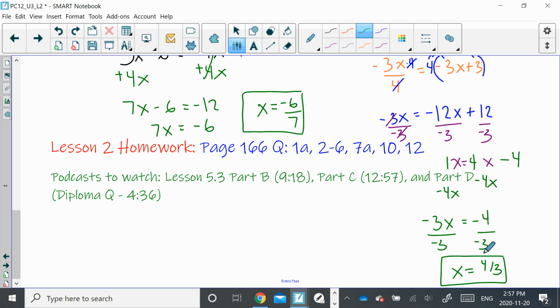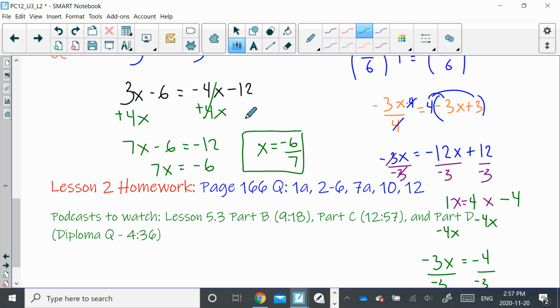Okay, one thing that I want to mention. This is a heavier lesson, especially this last class example is the most complex. You could start these questions, but there's 3 podcasts that you need to watch. So part B is a 9-minute podcast, part C is a 12-minute podcast, and then the diploma question. You could start these homework questions. I would probably do the podcast first, and then it will just reinforce some of these concepts. You'll see some of the same questions again, and then attempt the homework. Or you could do the homework until you get stuck and then go to the podcast. It's up to you how you want to complete this.